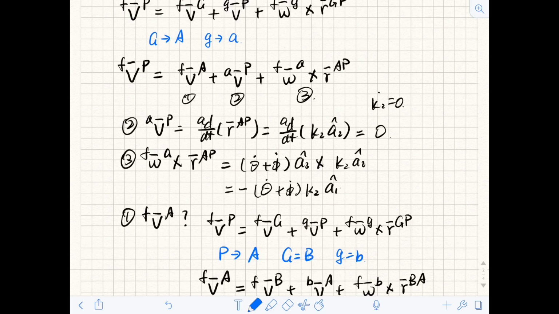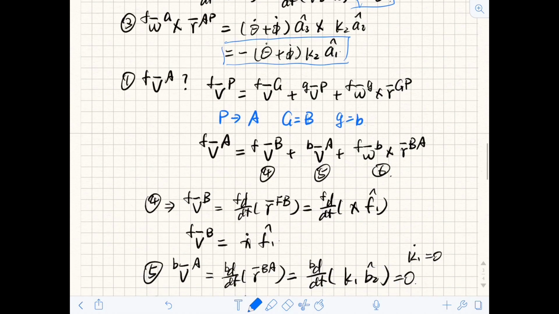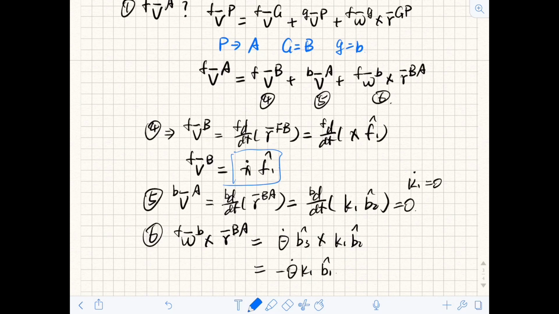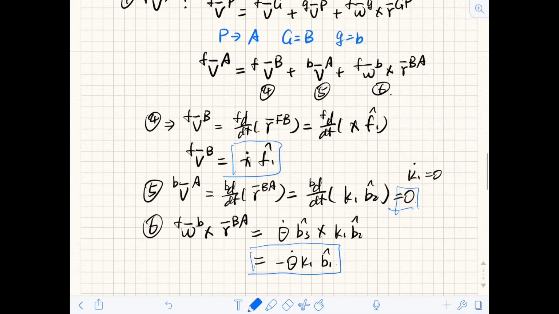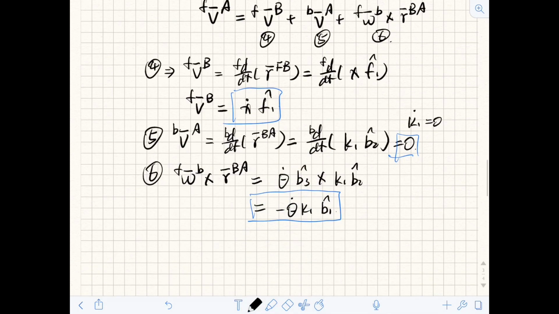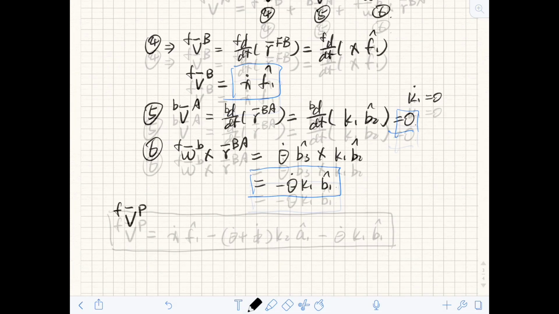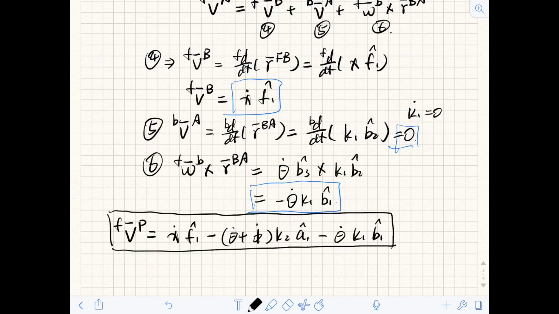Okay, so if we were to add all the terms that we have just worked out, then we will get an expression for the velocity of point P in F through velocity expansion. And you will get the same solutions if you were to apply BKE to solve the same problem. And I'll leave the exercise to you.